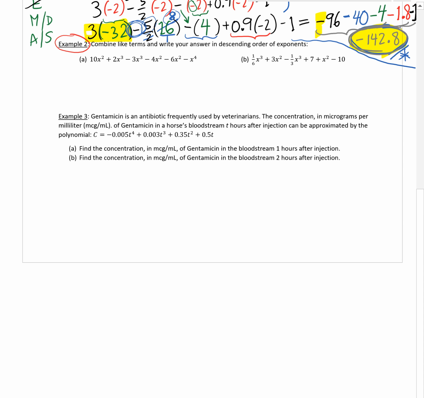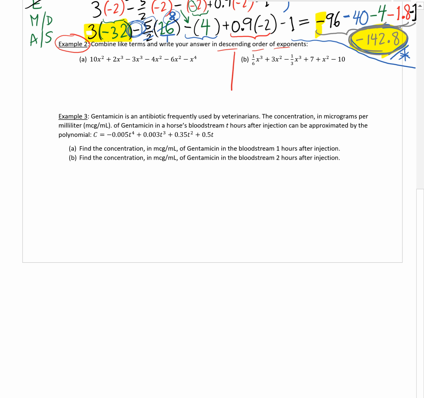They say they want us to combine like terms and write your answer in descending order of exponents. So you might have already heard someone say this before, but when you combine like terms, you say, okay, which guys are like terms? When you end up writing it in the end, you want to write the term with the highest exponent or the largest degree on the left side, and then continue going smaller and smaller until the very rightmost term is the smallest degree.